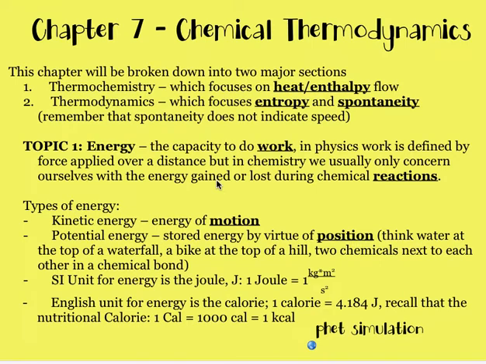This is a chapter on chemical thermodynamics, and when you look in your book, what you'll notice is that this chapter is actually broken down into two smaller chapters. The first chapter is called thermochemistry, which kind of exclusively focuses on heat and enthalpy. And heat is just an amount of energy going in different directions. Enthalpy is going to be a little more specific, which we'll talk about.